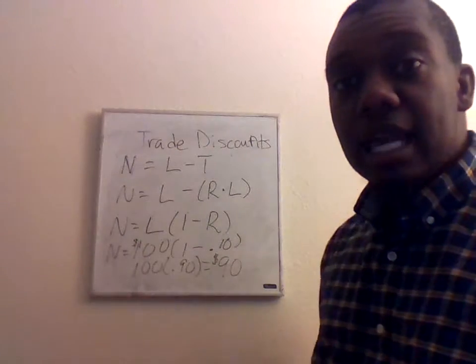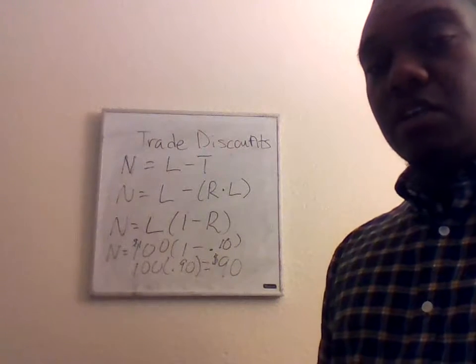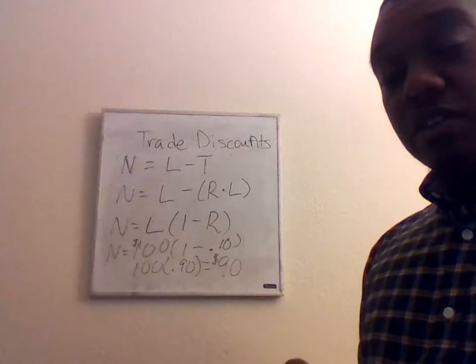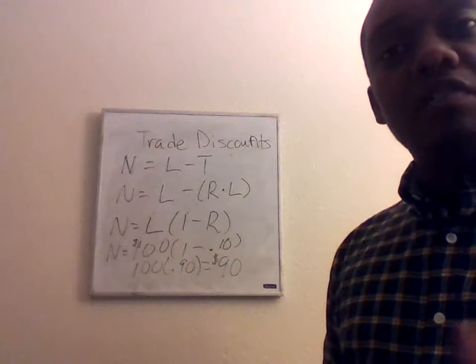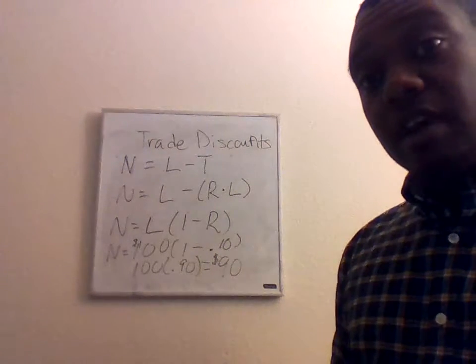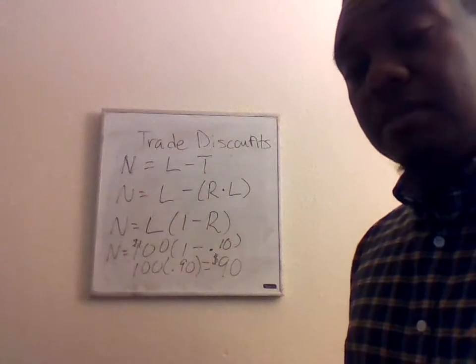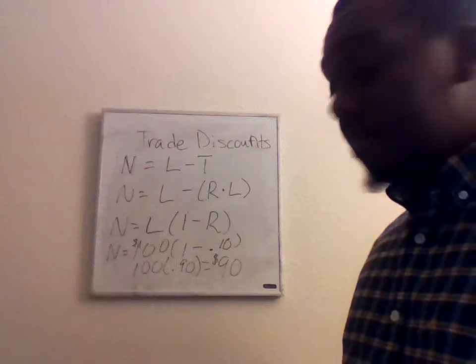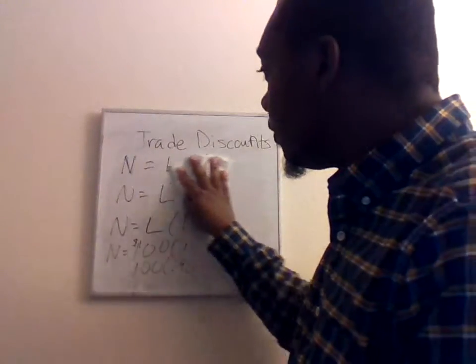So see, we didn't have to calculate a trade discount first and then subtract it from the list price. We were able to just substitute our values directly in and get the $90. We're still doing the same mathematics, just a different way of looking at it. And that's how you find a trade discount. Now, there are certain types of trade discounts that you may find beneficial in your own life.